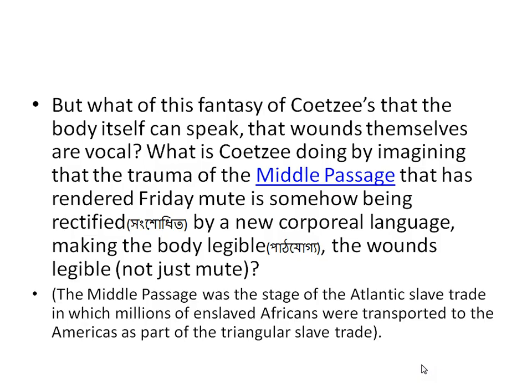Okay, so Coetzee shows that the body itself can speak, that scars themselves are vocal. Scars themselves are vocal. What are the scars? That means Friday had scars on his neck.